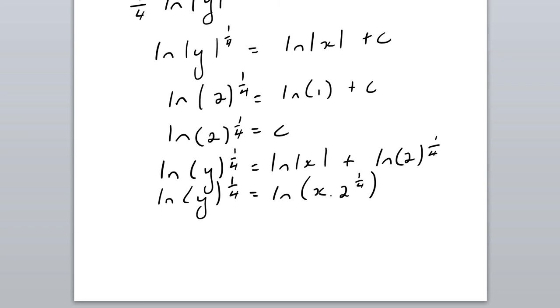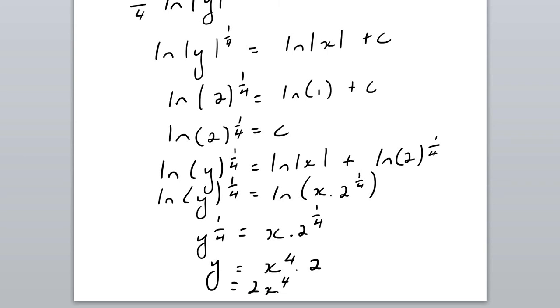So, of course, I can take the log on both sides. I am left with y to the power of 1 over 4 equals x times 2 to the power of a quarter. I'm going to take the quartic on both sides, so y is equal to x to the 4th, and as it is 2 to the power of a quarter times 4, it is just 2. Or alternatively, I could have written this as 2x to the power of 4. And this is now in explicit form because I have y alone on the left hand side.